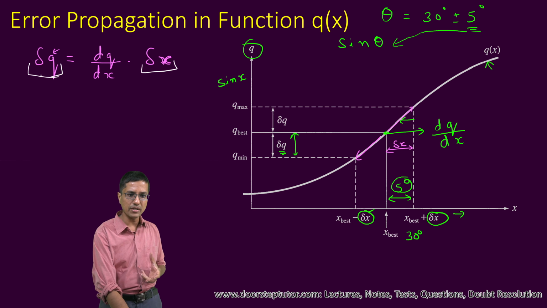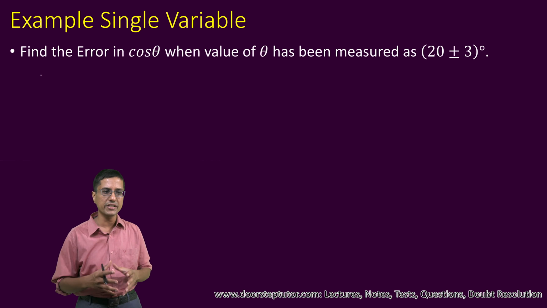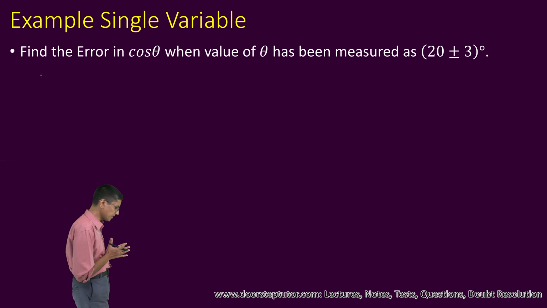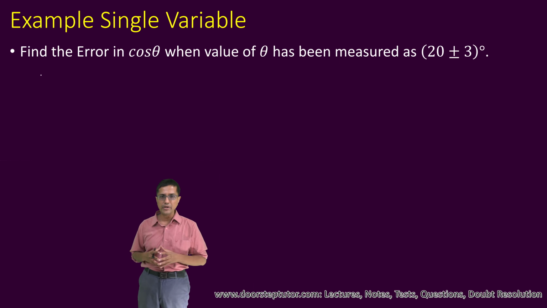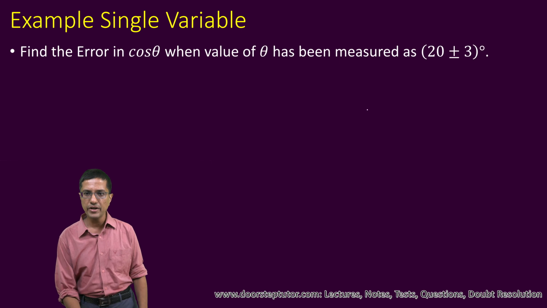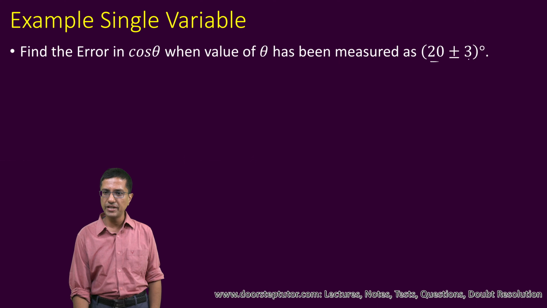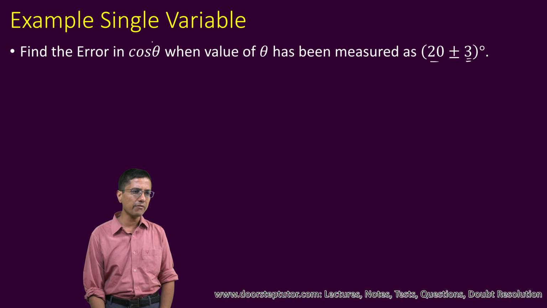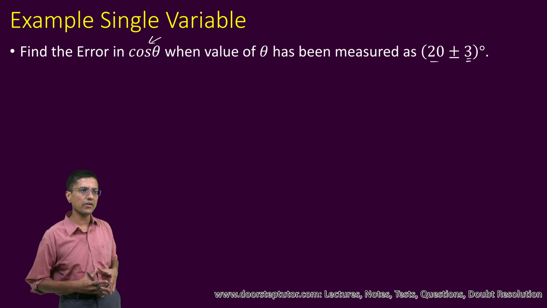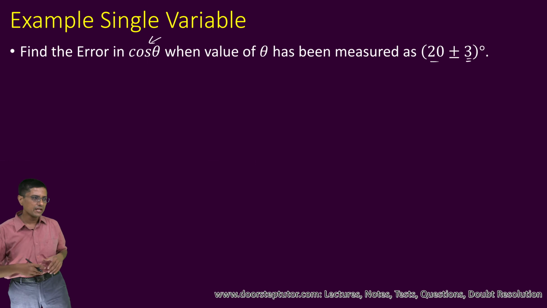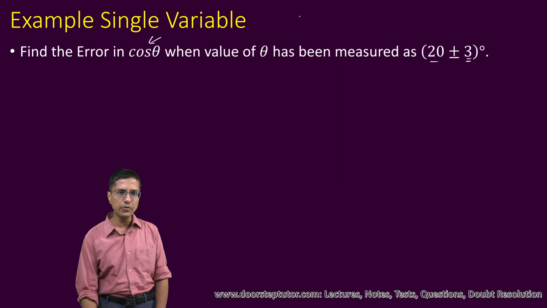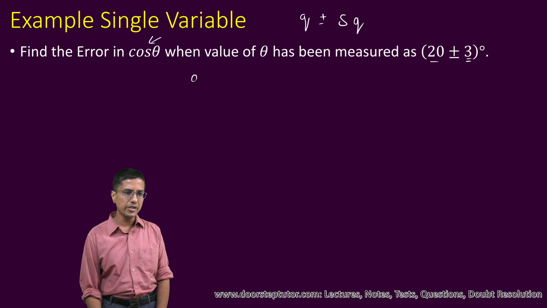So let's take an example so that we can firmly ground this idea. Here we have the value of theta computed as 20 plus minus 3 degrees. Everything here is computed in terms of degrees, and we want to find out the error in cos theta, or in other words, we want to write down cos theta in terms of the value q plus minus delta q. That is what we want to write down cos theta as. So here we know that our q is cos theta. This is very simple, nothing complicated.